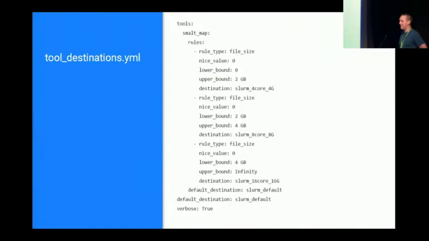And here is the biggest part of it. This is our tool destinations config file. Here we have tools at the top, then the tool name, then rules, so the file size. When you're between 0 and 2 gigs, you go with the Slurm 4-core 4 gig destination. If you're between 2 gigs and 4 gigs, you go to the one with 8 cores and 8 gigs, etc. So this is what it looks like.